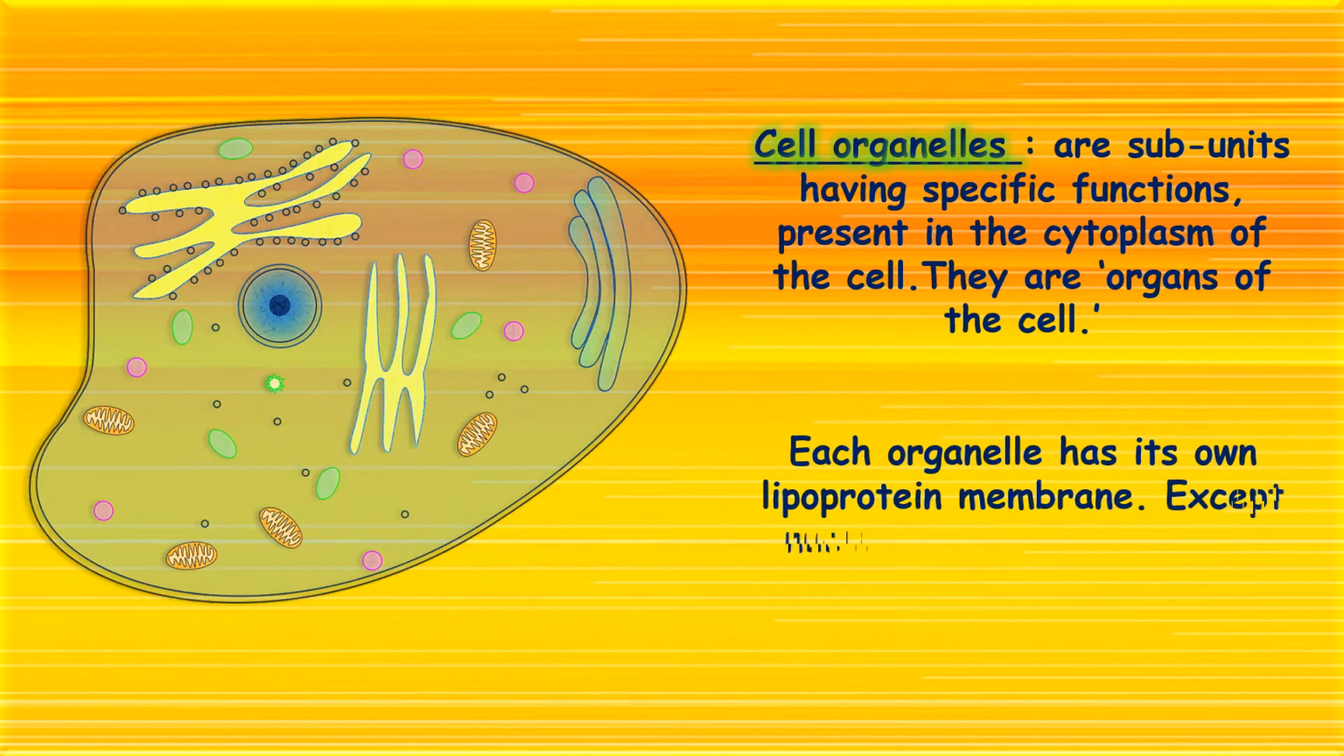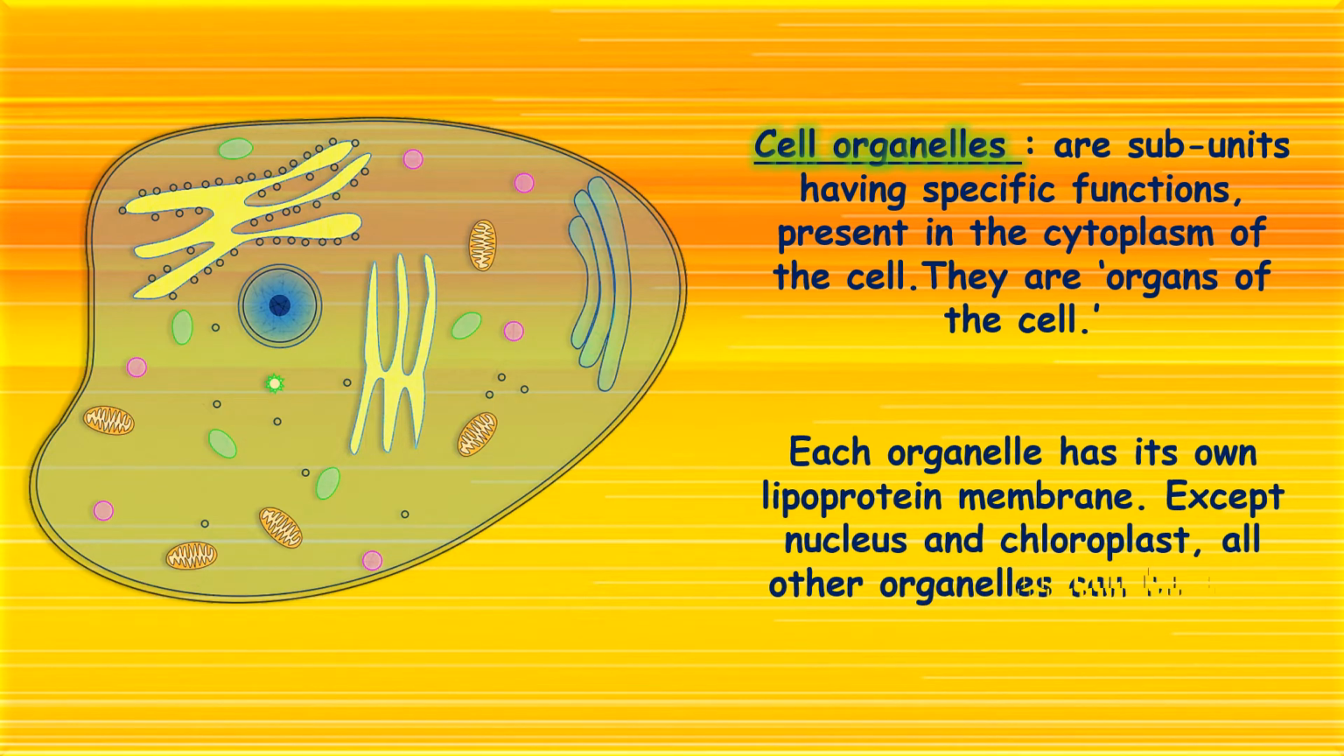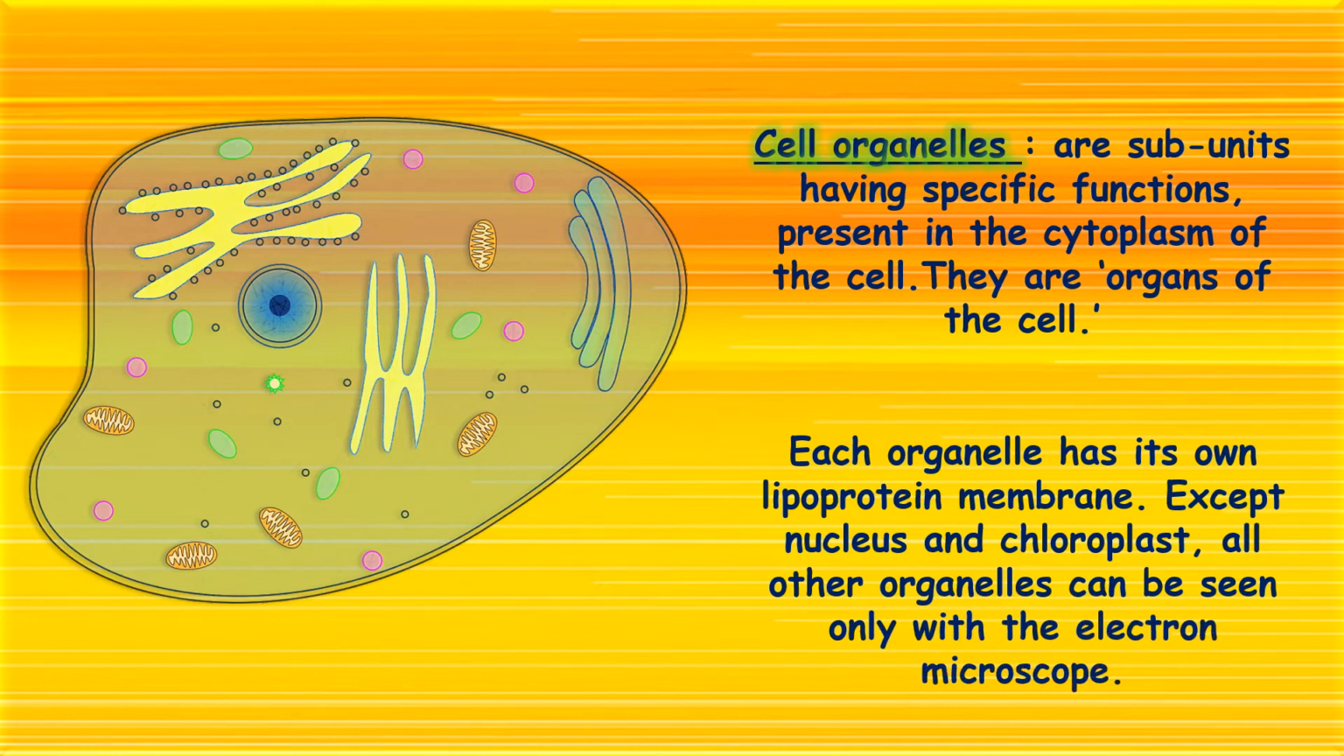Now, each organelle has its own lipoprotein membrane. So each of these organelles is just not lying there. It is also covered by a membrane made of lipoproteins, and apart from the nucleus and the chloroplast, the green chloroplast which is there in plant cells, none of these organelles can be seen by an ordinary compound microscope. They are so minute that they have to be seen with a highly magnified electron microscope.